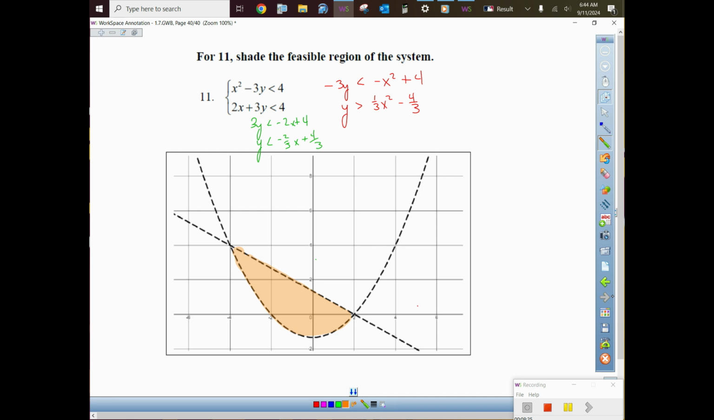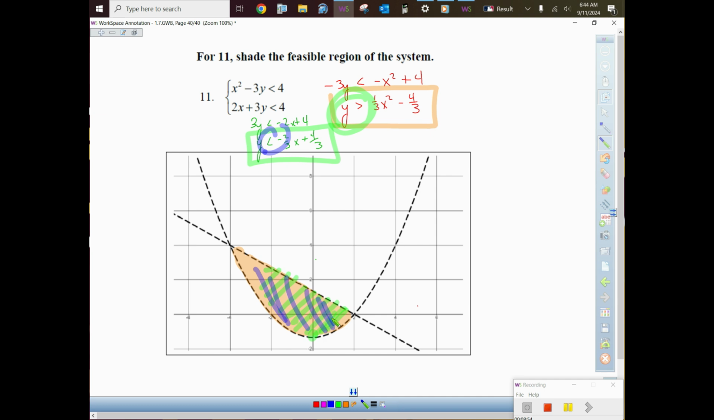But here's what I told everybody: if you don't like that test point thing, that's totally cool. Then just solve each one for y, and then you can read the symbol. For this parabola, that's a greater than, so you've got to go to the vertex and shade above the parabola. And then on the line, get y by itself, and that's a less than, so you shade below that line. The old school way of getting y by itself is always going to work. I just thought some people might try the test point thing and like it. If you don't like it, totally fine.